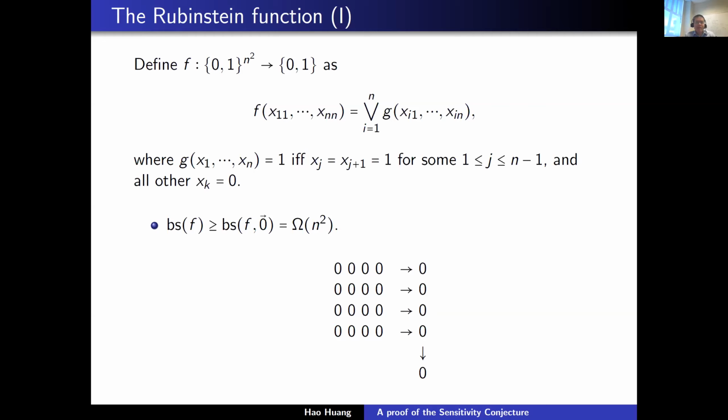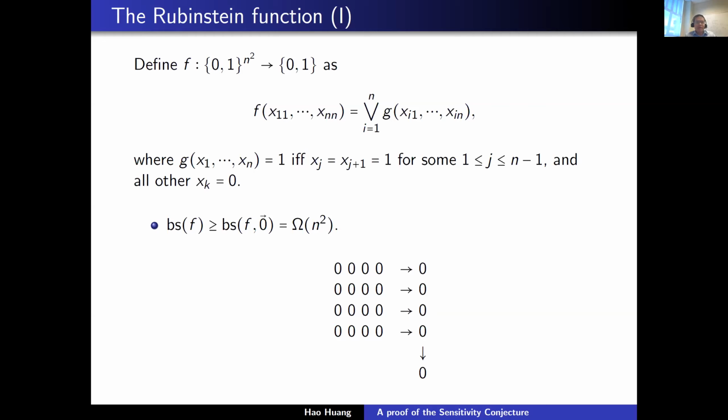So you can think of this as an n by n chessboard. And now for every row, you have a function g. For example, for the first row, it outputs 1 if and only if you see two consecutive elements equal to 1 and the rest equal to 0. And now between the rows, you just take the OR function. So if one row outputs 1, then the answer is 1. And if all the rows output 0, then the answer is 0.